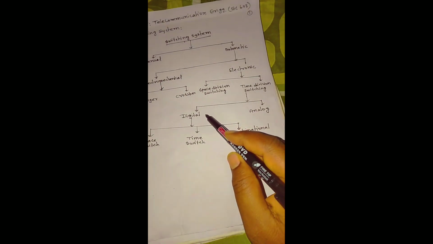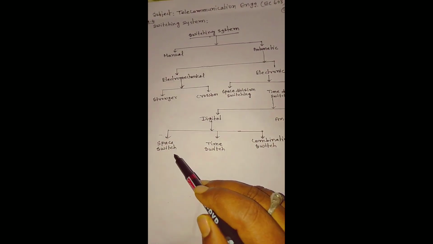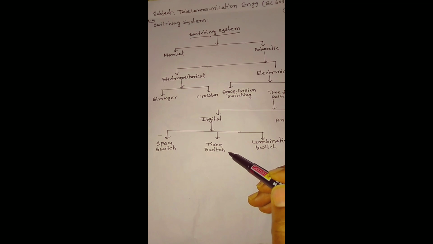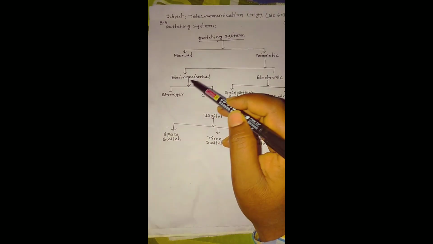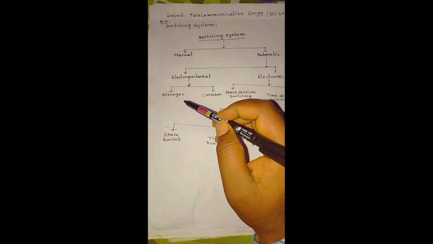Electronic switch can be classified into two types: space division switching and time division switching. Time division switching can be of two types again: digital and analog. The digital counterpart can be classified into further three types: space switch, time switch, and a combination of those. We will discuss them one by one, but in this scope we will discuss only the electromechanical portions, that is Strowger switch and crossbar switch.